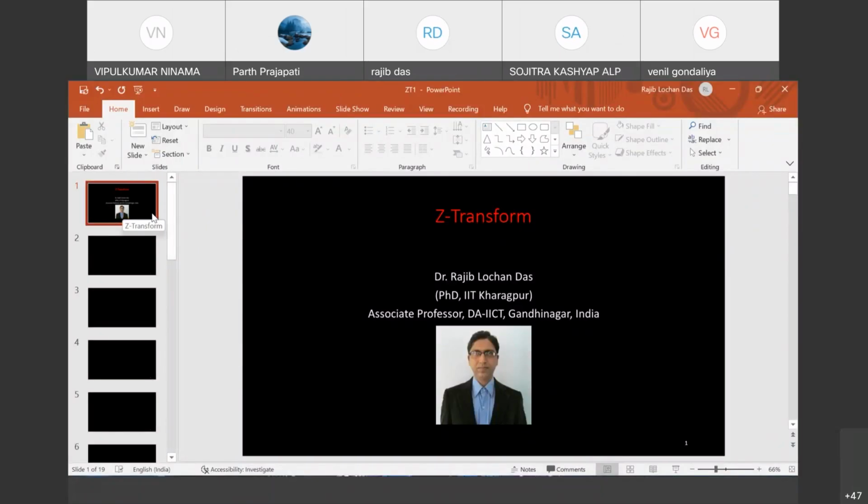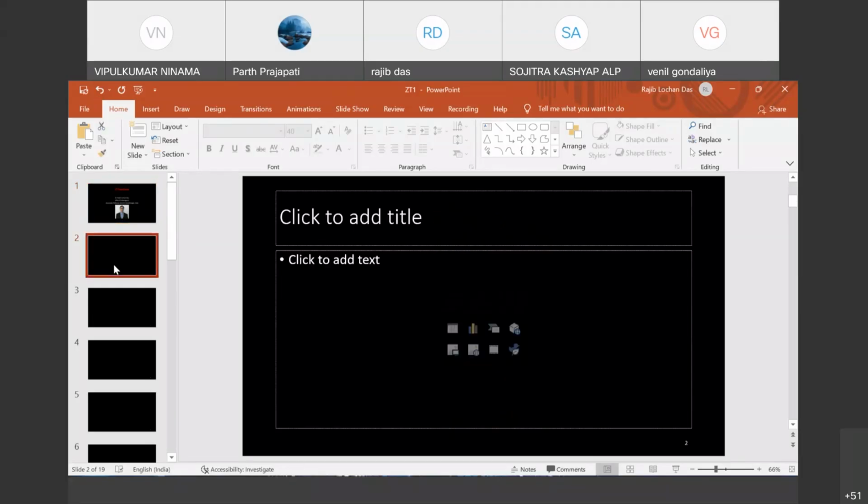So today we are going to discuss Z transform. Last class we had considered Laplace transform and its application to analog filters. Do you have any question from analog filters? Briefly we have discussed analog filters. Any question?